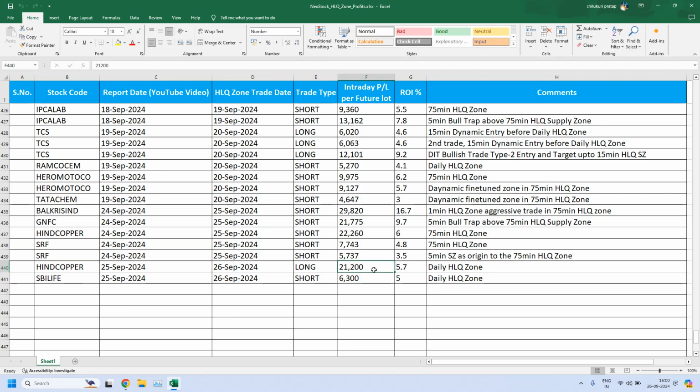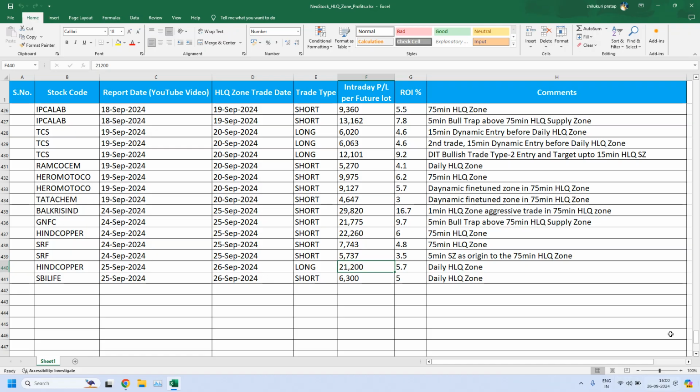Hindustan Copper has given 21,200 rupees profit, which is 5.7% ROI as per one futures margin cost. Because today is a trading expiry day, generally the margin cost is very, very high. So that's why you need to go for next month's future, the October's future, because September's future expires today.